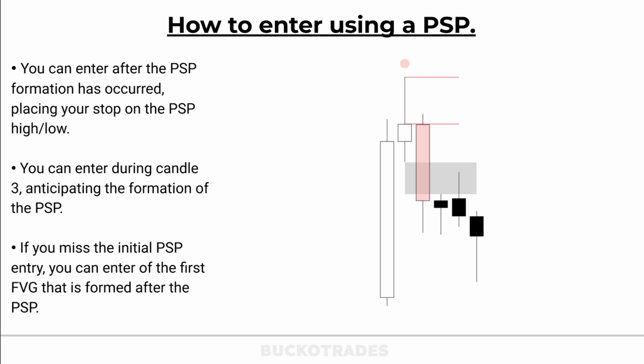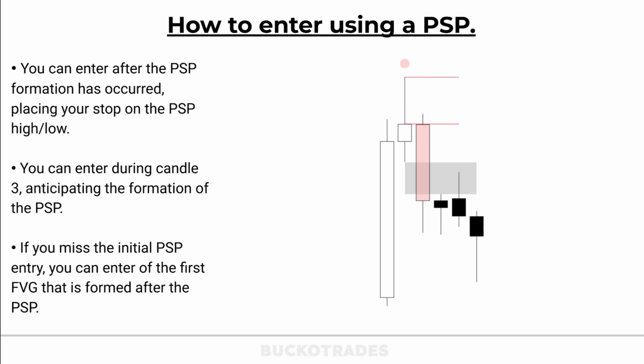Now, a fair value gap forming after a PSP is a very good sign because price is giving you that correlation with the PSP forming, and then it's followed by displacement, and then having that PD array form to then protect that PSP high or low. So the safest stop loss while entering a PSP trade will always be on that PSP high or low.